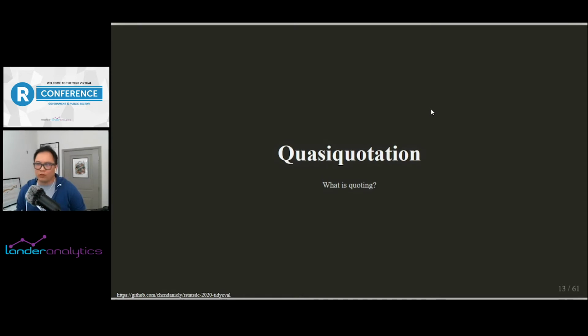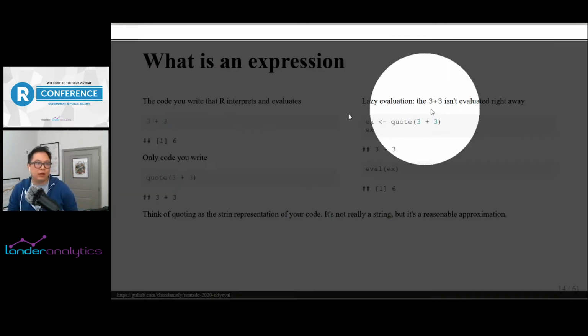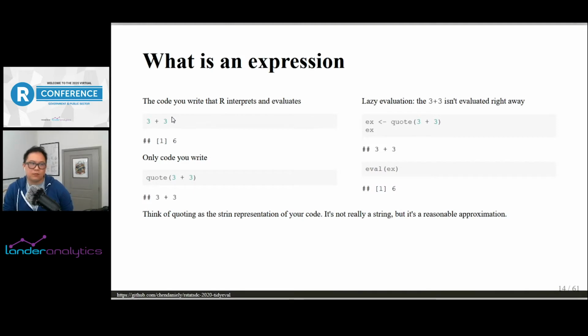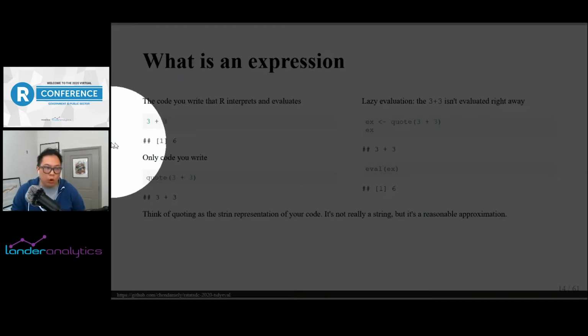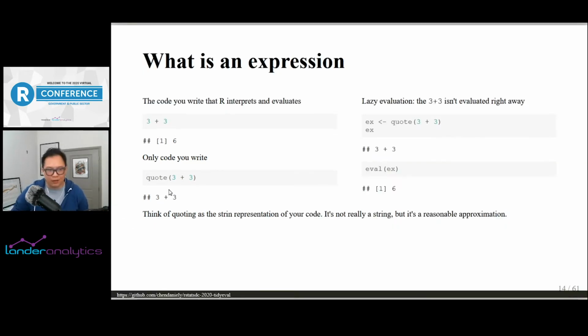So first things first, what is quasi-quotation? And the thing we have to learn is actually what is quoting. So what is an expression? The R code that you write actually is really composed of two things. It's like the code that you write, you hit enter, R takes that code, runs it, and then gives you an answer. So when we type 3 plus 3, we get 6. But there's a base R function called quote. And if we say quote 3 plus 3, instead of evaluating it, we get back the code 3 plus 3.